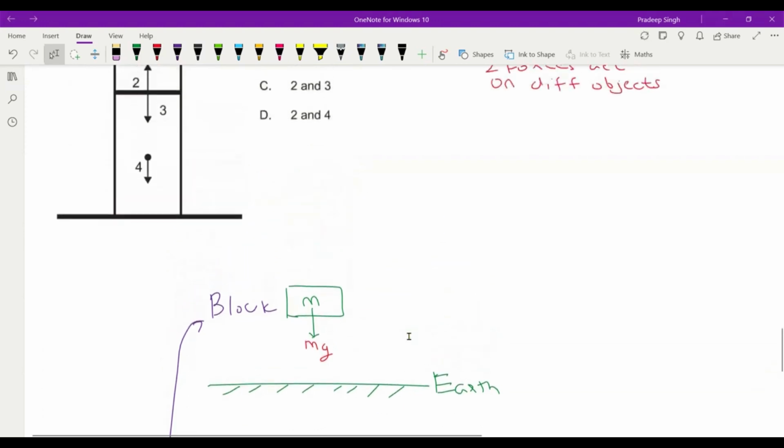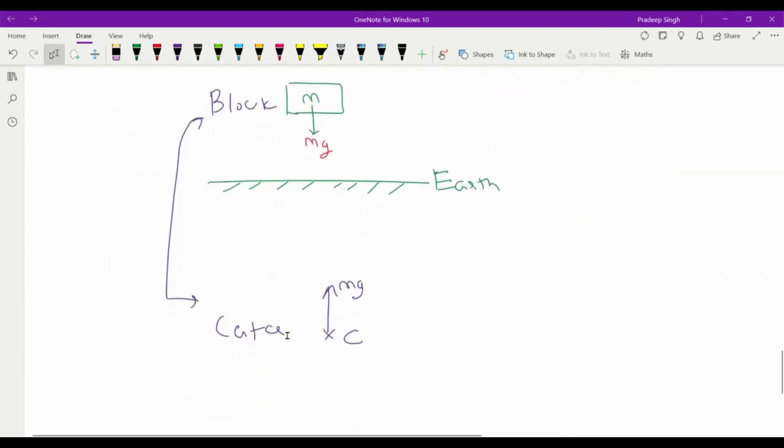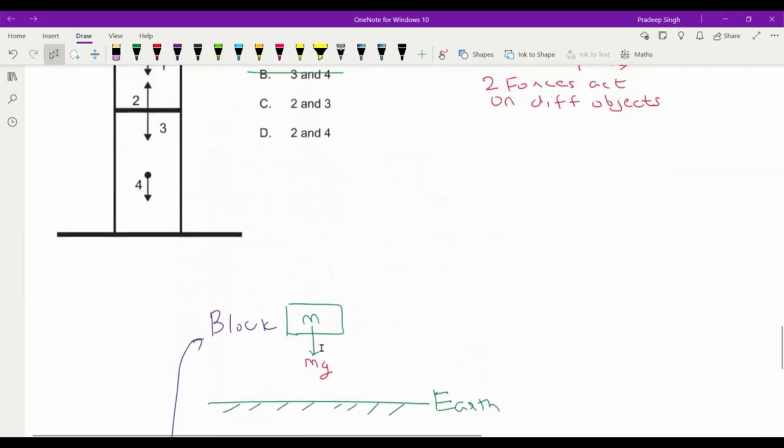Yes, sir. Now let's go back to the question. Option A, 1 and 2. So, Anishka, what does this force even represent? 1. That's mg, right? Ground pulling the box. Perfect. So this 1 is mg. According to Newton's third law, the second mg will be on the center of the earth. It will be nowhere among these forces, even if it's stacked one on top of the other. If you are dealing with mg, the second mg will be on the center of the earth. It cannot be anywhere else.